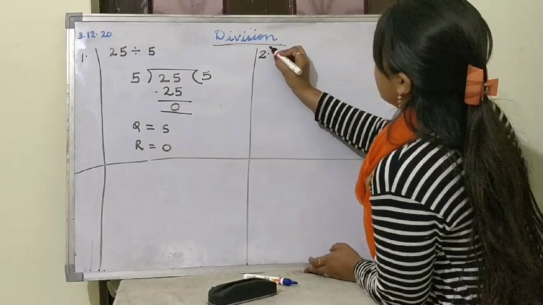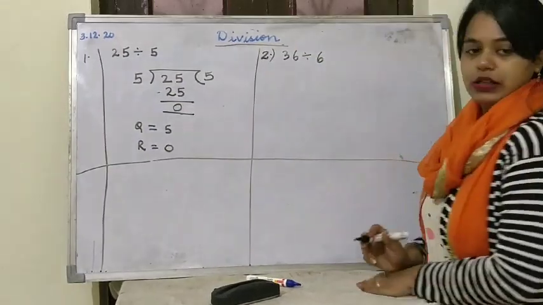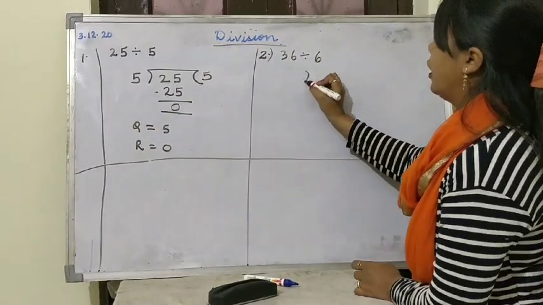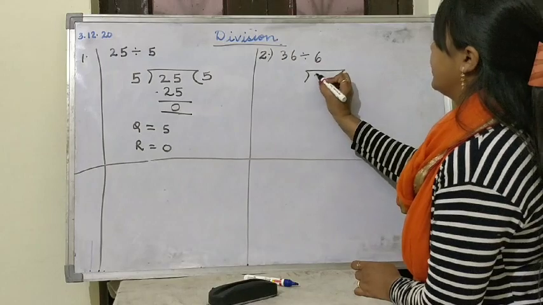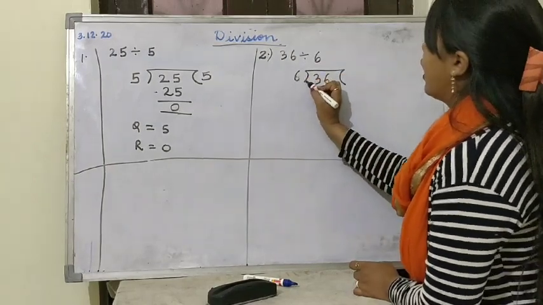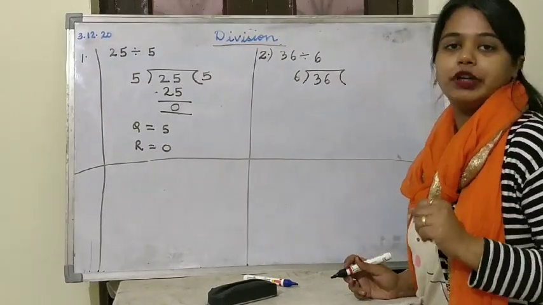36 divided by 6. Right? 36 is your dividend and 6 is your divisor. So 36 we will write inside and 6 we will write outside. Now we will see whether 36 comes in the table of 6 or not.